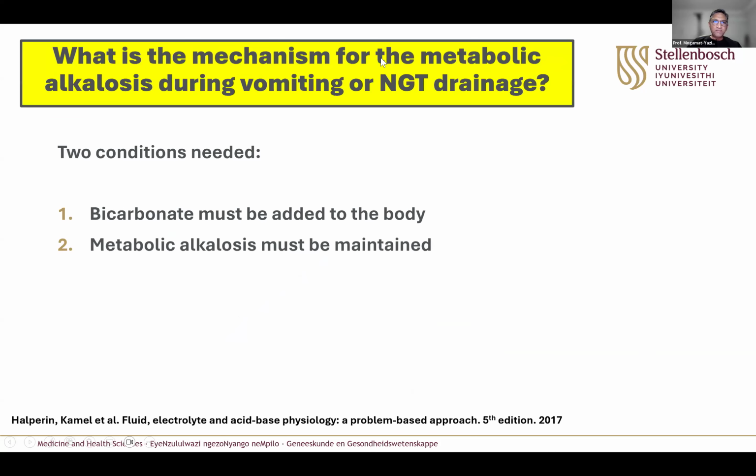So, what is the mechanism for the metabolic alkalosis during vomiting or nasogastric tube drainage? Well, there are two things that must be met for this to occur. Firstly, you must add bicarbonate to the body. And secondly, once you've added the bicarbonate to the body, you must maintain the metabolic alkalosis.